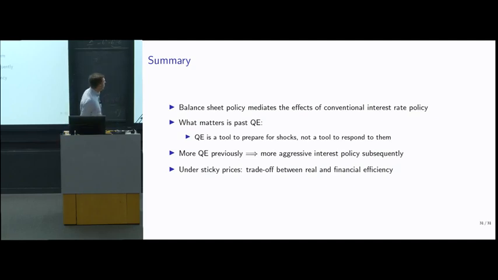The main message of this is that the balance sheet policy is the one that works as a mediator of the conventional interest rate policy, and the role of it is to set this balance sheet composition in the economy in the right way, such that when the shock arrives and the interest rates respond, you get the right impact response. You prepare the economy for the shock, and you don't try to use this balance sheet policy once the shock happened to navigate it. The model tells that's the wrong way to think about it. The more QE had done previously, the more aggressively you should set your interest rates.